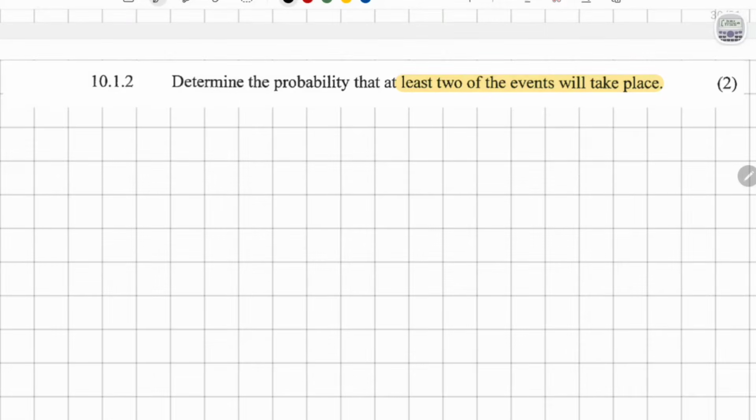So just break down the question. At least 2 just means that at lowest, the amount of events that should take place is 2 events. So it means that the minimum amount of events we're looking for now is 2. So we're only going to take those values that have a minimum of 2 events. So as long as it is 2 events or more, then we're going to take those. Okay, that's what at least 2 means.